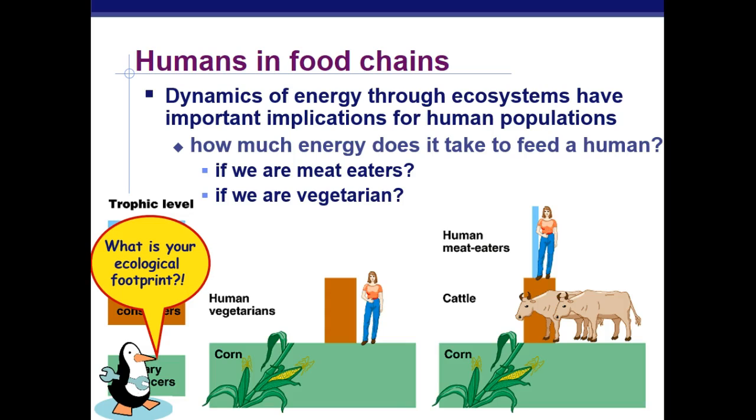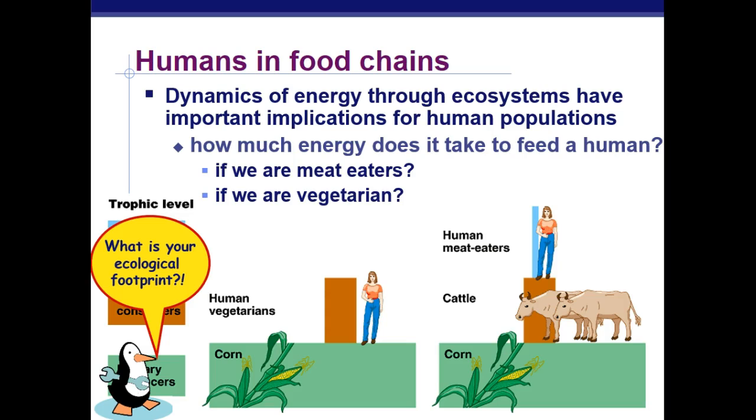If we're going to be meat eaters, you'll notice that the energy stored in the producers, in this case corn, has to then pass into some primary consumer, in this case cattle, whom we then eat. But if that 10% rule is true, only 10% of the energy is passing from corn to cattle, and then only 10% from cattle to humans. So that means of the energy that got stored in the corn we grew, we're only ending up with about 1% of it. It's pretty inefficient.